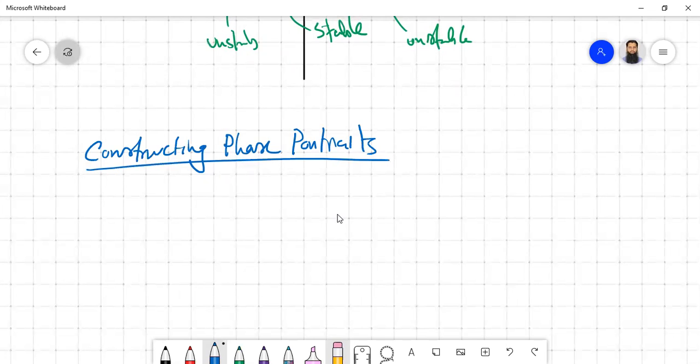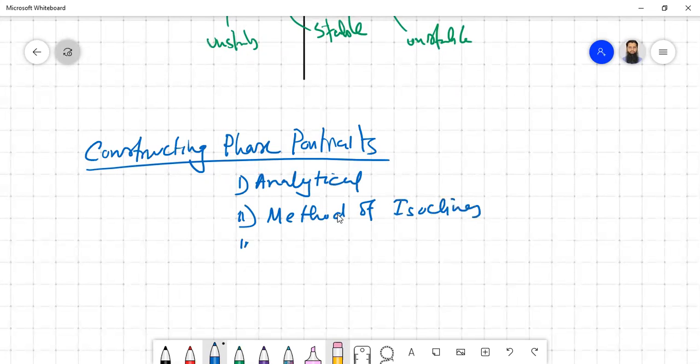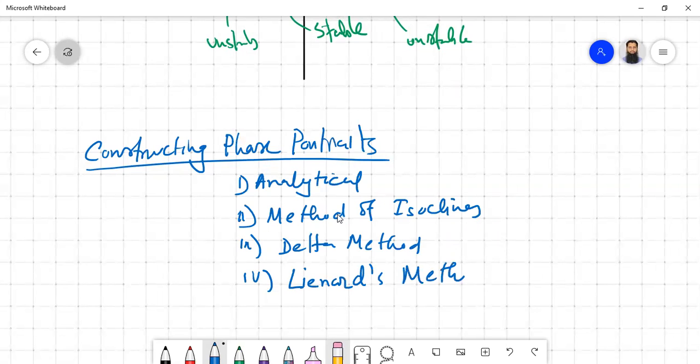Okay, so there are a few methods. The first one is analytical. Then we have the method of isoclines. Then we have the delta method. Then we have Lienard's method. And finally, Dell's method.